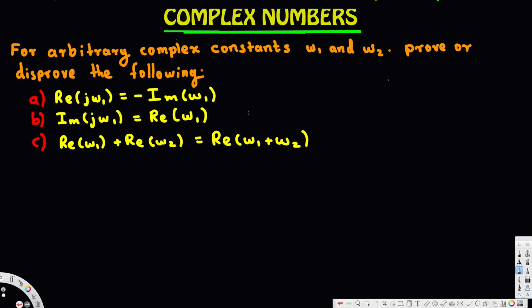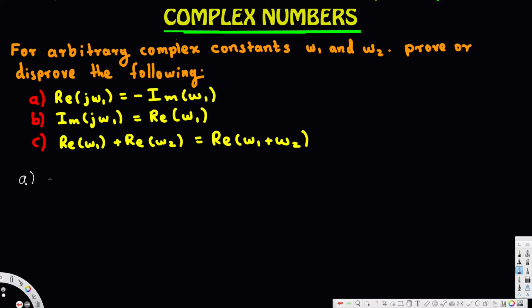What's going on, guys? Let's look at this problem right here. The question is asking, for arbitrary complex constants w1 and w2, prove or disprove the following. The first one asks us to prove that the real part of jw1 is equal to the negative imaginary part of w1. Now in order to do that, first we have to pick a complex number.